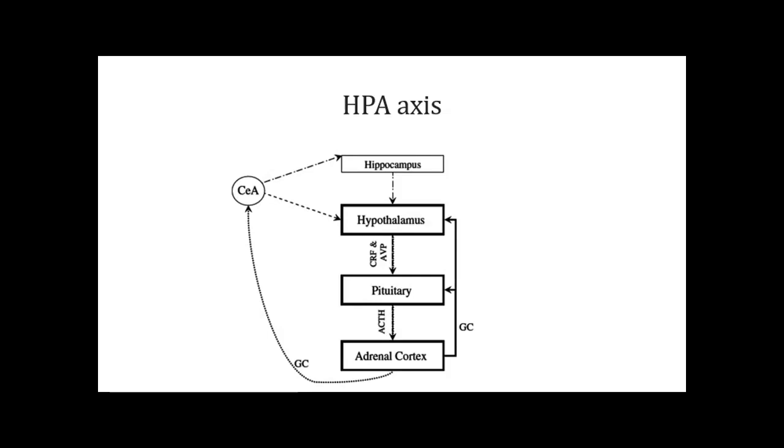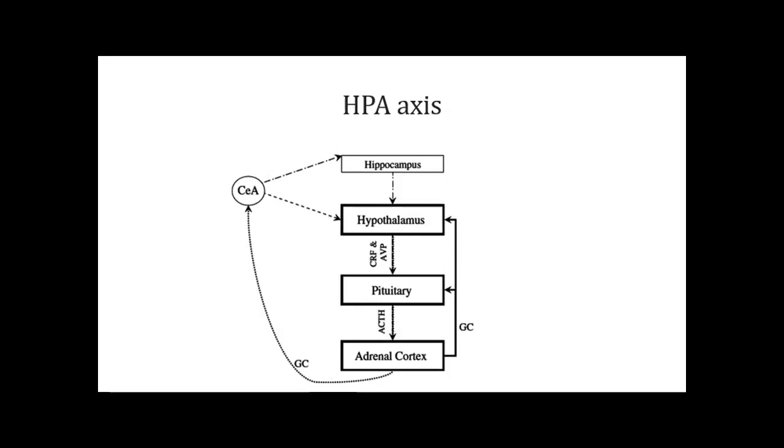This is a diagram depicting a HPA axis. Corticotropin releasing hormone is released from the paraventricular nucleus of the hypothalamus to the anterior pituitary to elicit production and release of ACTH, which is released systemically and activates production and release of glucocorticoids from the adrenal cortex. The main stress steroid is cortisol in humans.